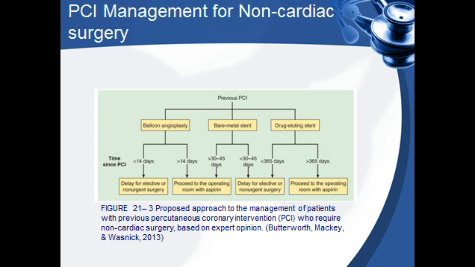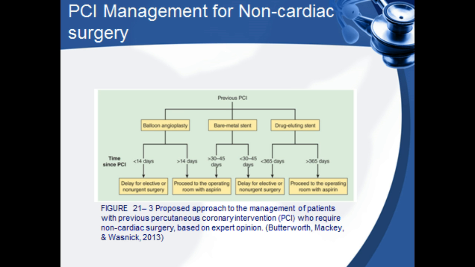Bare metal stents, greater than 30 to 45 days, proceed with aspirin. Less than 30 to 45 days, you would delay for elective or non-urgent surgery. Drug-eluting stents, less than 365 days, you would also delay for non-urgent surgery. And then greater than 365 days, you would proceed to the operating room with aspirin.